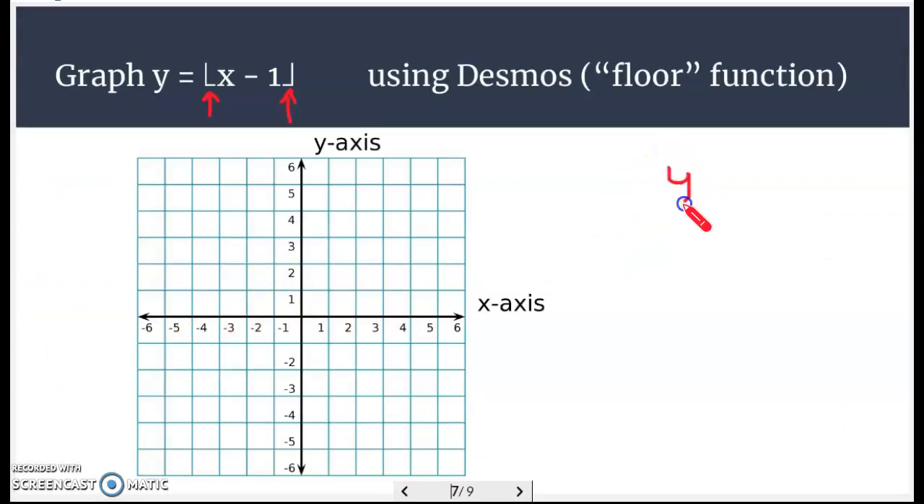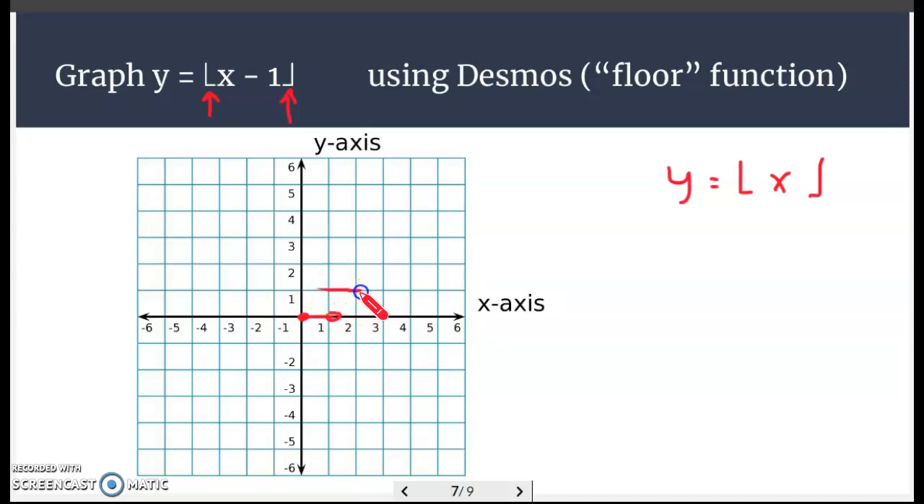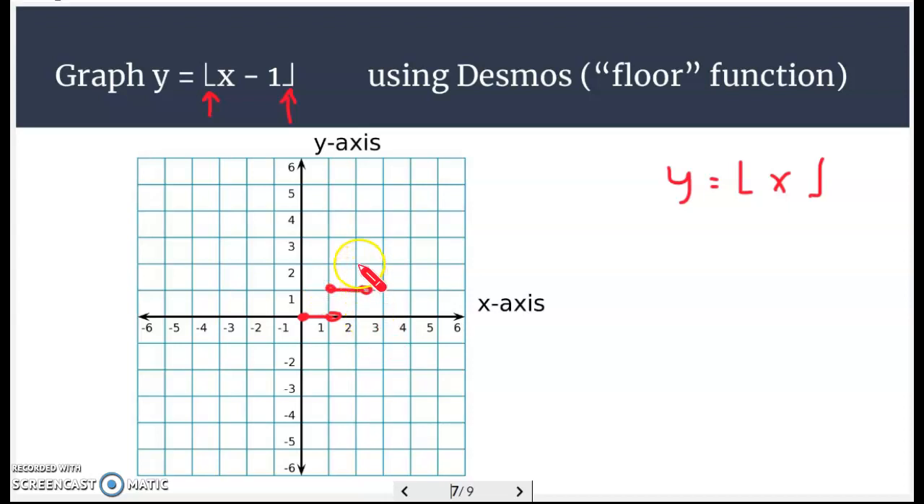Let's say we just had y equals the floor function of x. So that rounds it down. Between 0 and 1 here, that always rounds it to 0. And I would have a closed circle, open circle. Between 1 and 2, that rounds it to 1. Again, closed, open. Between 2 and 3, that rounds it to 2. Again, closed, open, and it has this stair step effect here.